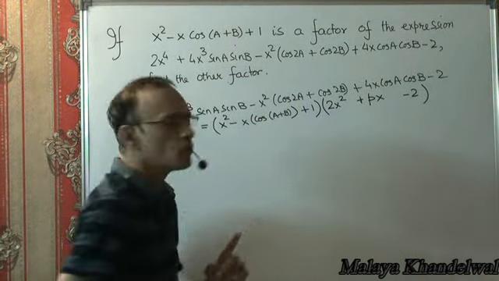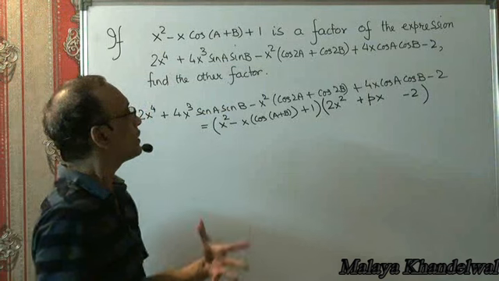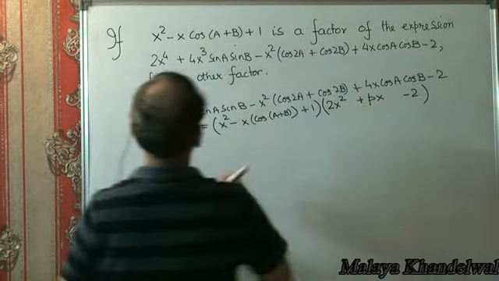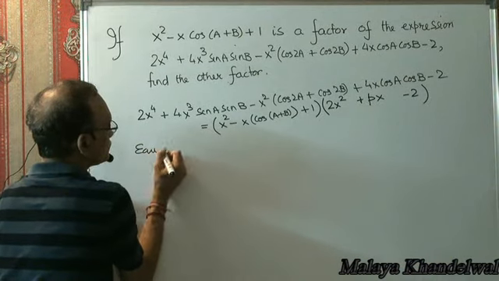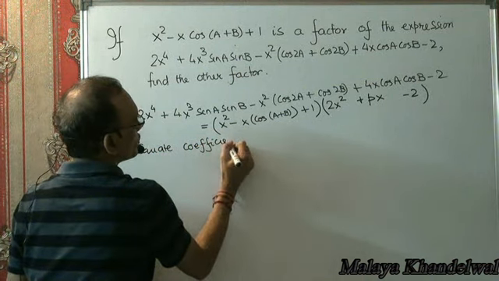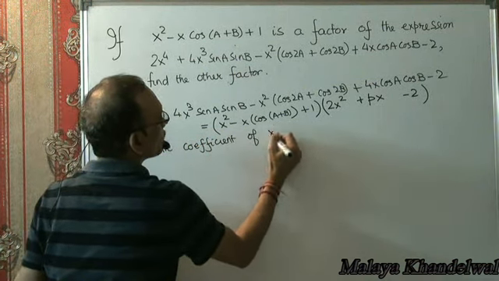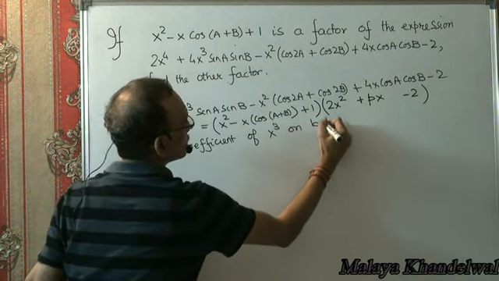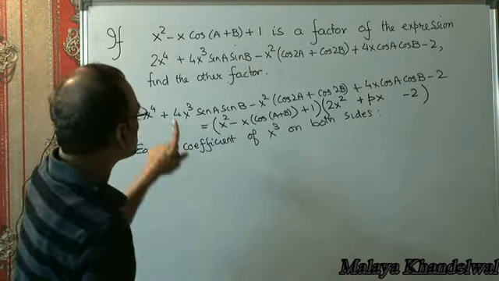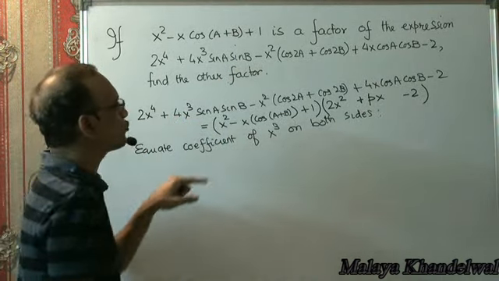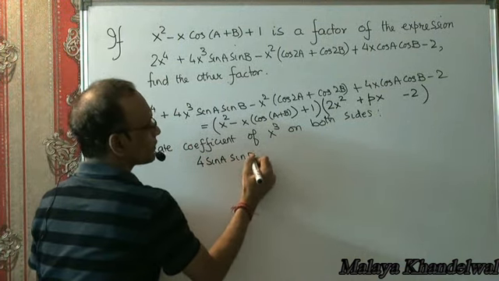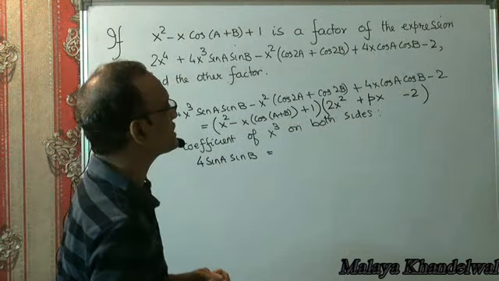Alright, so to be able to find p, let me try and equate coefficient of x cubed on both sides, right? So when I do that, what's the coefficient of x cubed on the left hand side? That's simply 4 sin a sin b. What's the coefficient of x cubed on the right hand side?